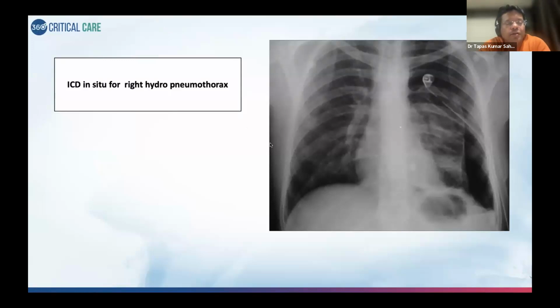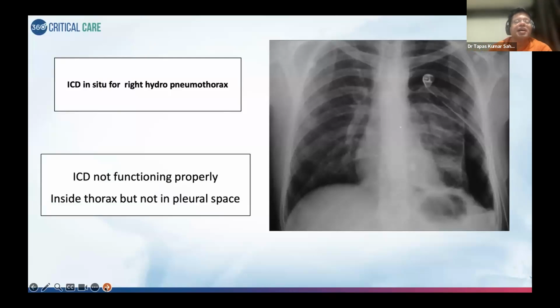Trapped lung. The examiner would be trapping everyone. So the lungs are not the only thing that would be trapped. We also will be trapped. And we all will be malpositioned there itself, because otherwise we will not be getting the correct answers. So just on a lighter note, the ICD is not functioning properly inside the thorax, but not in the pleural space. So always expect that the examiner would not be giving you just the X-ray with the ICD in situ. Rather, they would also expect that you would be answering some of the complications that have happened due to the ICD.